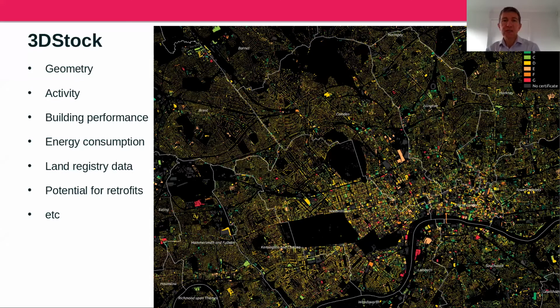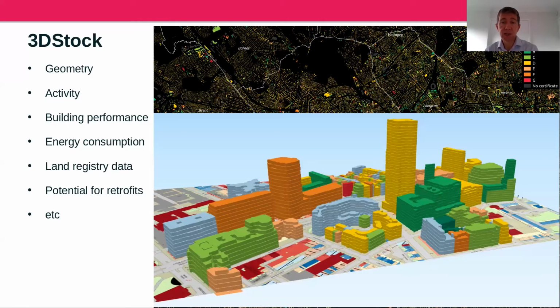3D stock is an empirical model founded on a simple question. Can we account for the energy performance of the building stock? More specifically, can we link the geometry of buildings to other data that might influence the energy performance of the buildings? We use map data, addresses, and a range of other data sets to draw this together in a geospatial model of buildings to try and answer this.